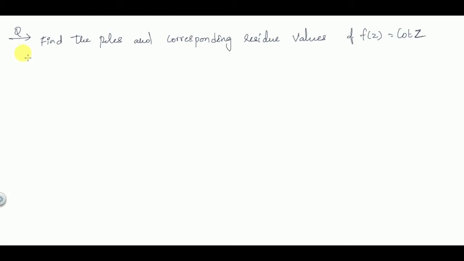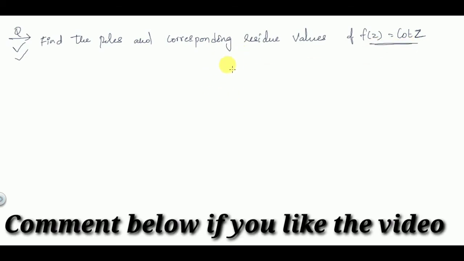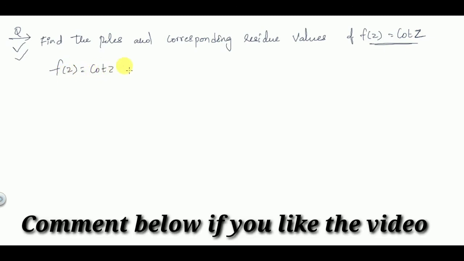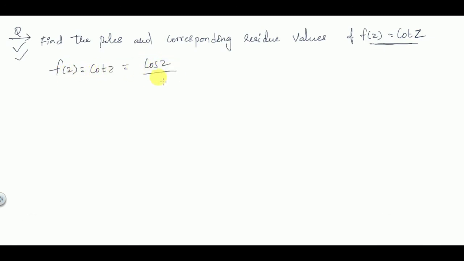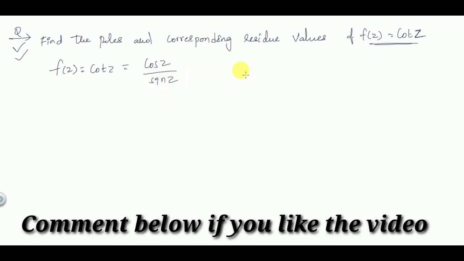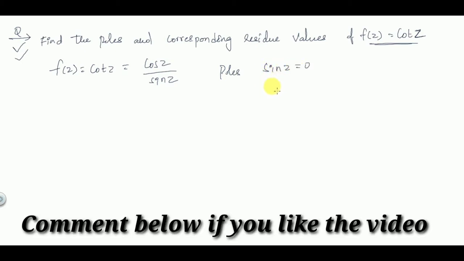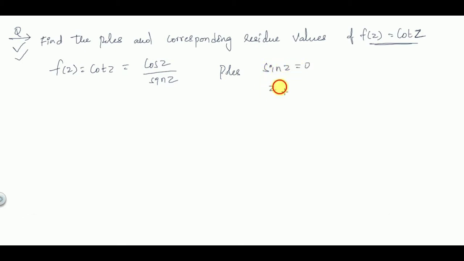We'll see one more problem on this. Find the poles and corresponding residue values of f of z is equal to cot z, which is given. Cot z can be written as cos z by sin z. So poles are obtained by making sin z is equal to 0. So when sin z is equal to 0, z is equal to n pi, where n belongs to all integer values.